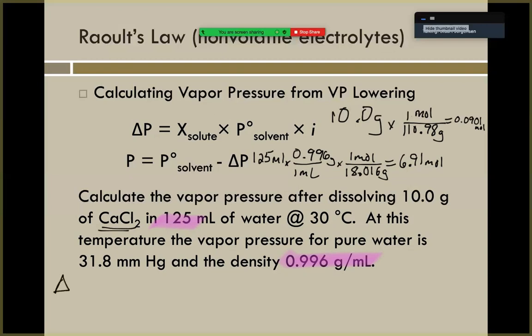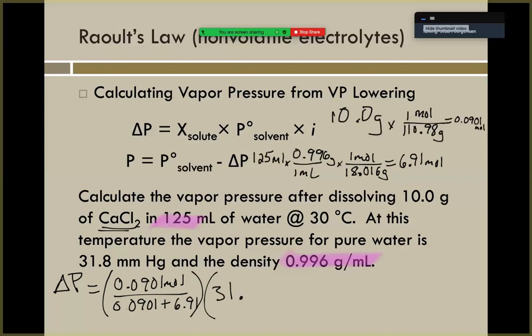So if we want to solve for our change in pressure, it's going to be equal to our moles of solute, which was 0.0901 mole, over the total moles, which is the 0.0901 plus the moles of water, which was 6.91. Moles on top, moles on bottom, they cancel, leaving us a unitless fraction. We multiply by the original pressure of the solvent, which was our water. We could totally leave it in millimeters of mercury. That's not going to hurt anything here. We got 31.8 millimeters of mercury. Then we need to multiply by our Van Hoff factor, which for this problem we said was 3.